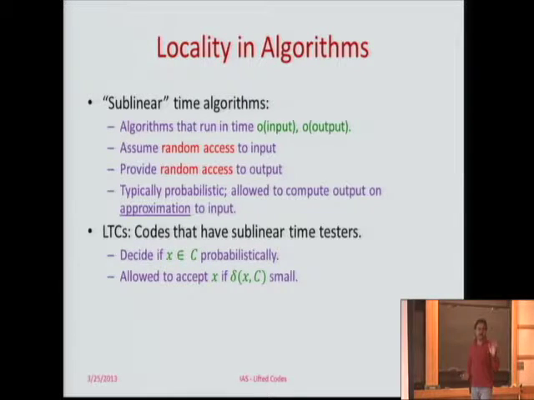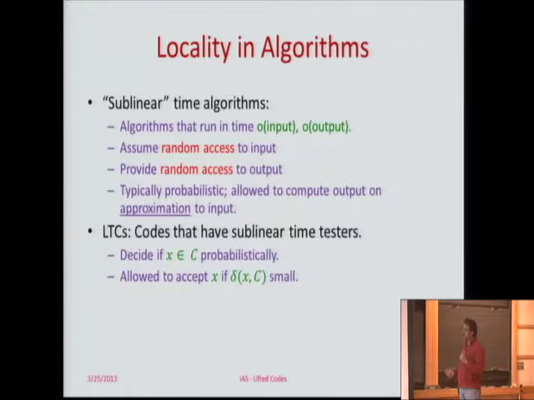Local simply means that the number of queries to the input is small. It's not in some geographical neighborhood. It's just the total number of queries is small. So we want to decide if some vector x is in the code probabilistically, which means I'll be given random access to the coordinates of x, and I will be saying yes or no depending on whether it is in the code or not.